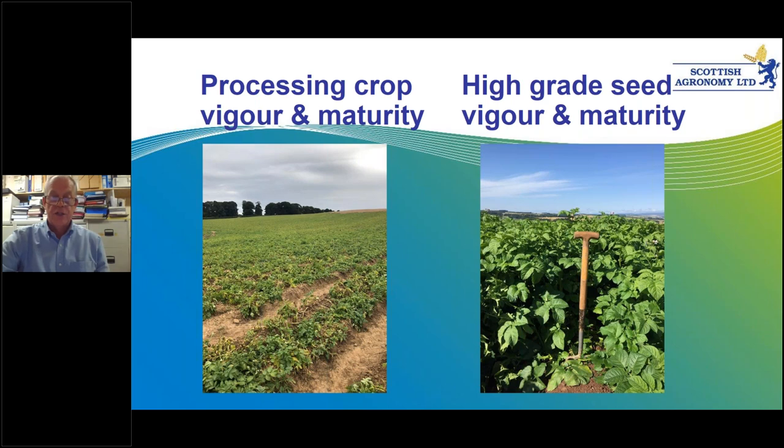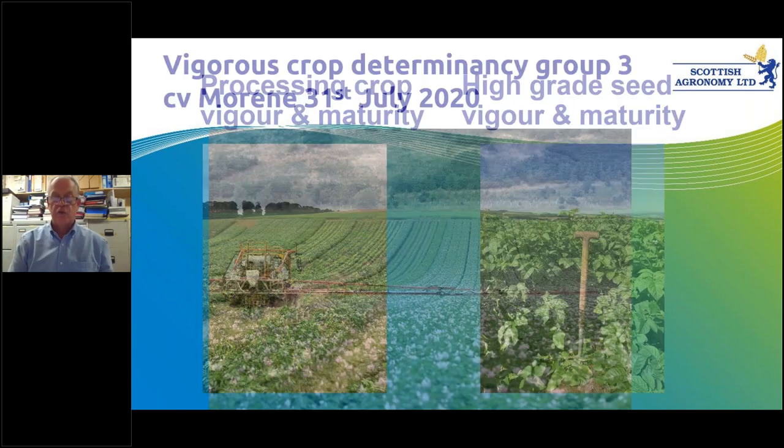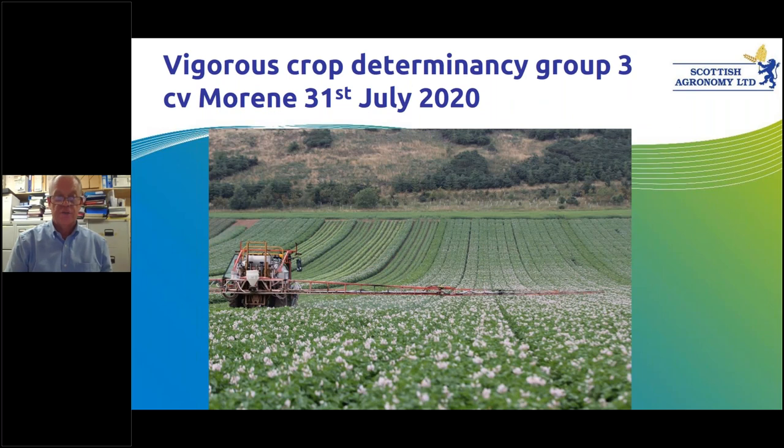a maincrop is strongly growing. It's an early second early variety, but the crop is still growing strongly. As you see in the next picture, it's in full flight and has still got flowers on it.